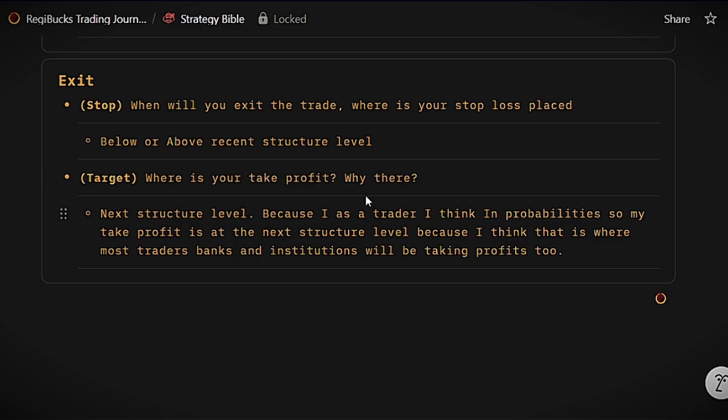Now why is it there? Because as a trader I think in probabilities. My take profit is at the next structure level because I think that is where most traders, banks, and institutions will be taking profits too. If most of the money is being taken out of the market, why would I still be holding? It doesn't make any sense. So I take my profits based on probability.